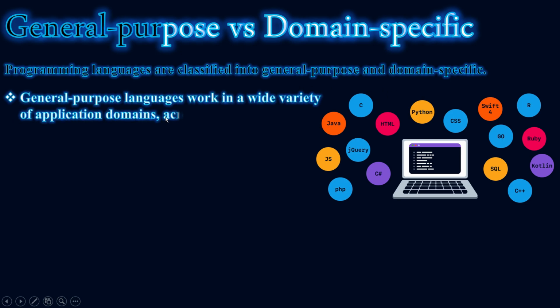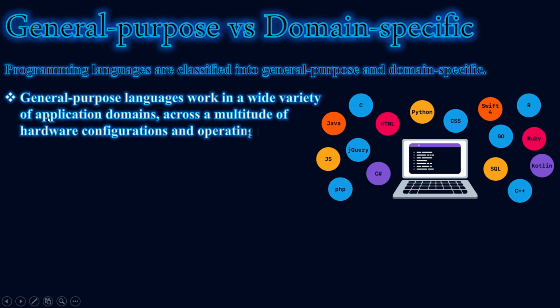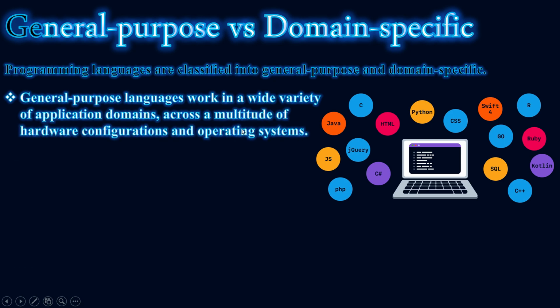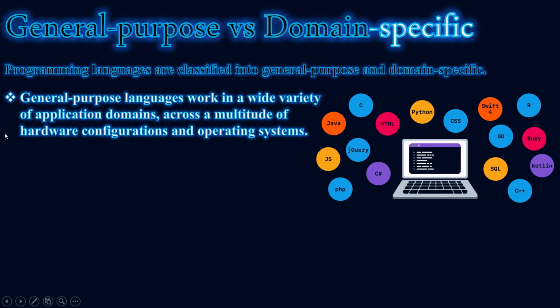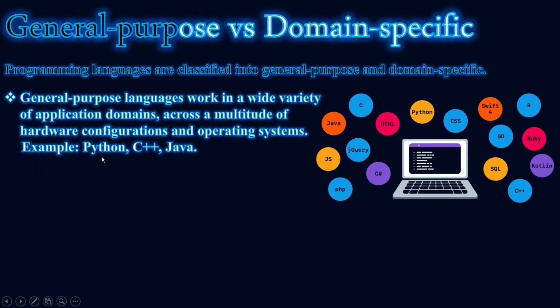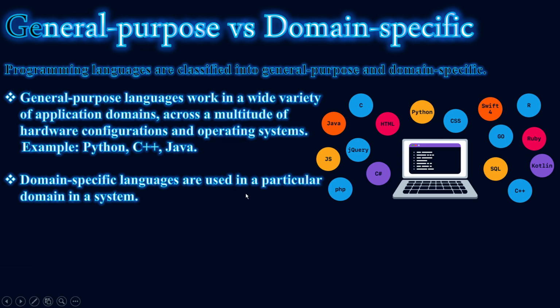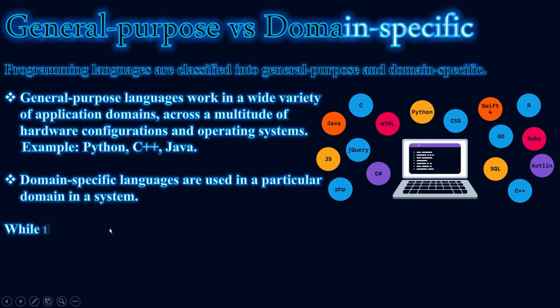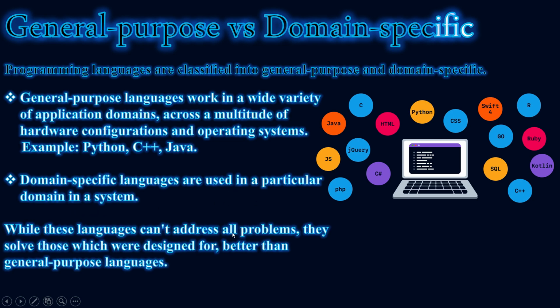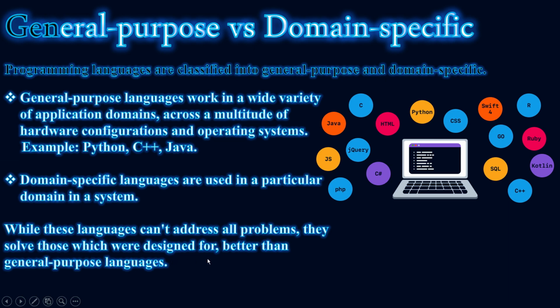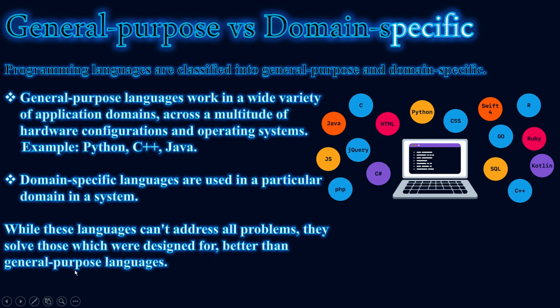General purpose languages work in a wide variety of application domains across a multitude of hardware configurations and operating systems. For example, Python, C++, Java, and other languages are general purpose languages. Domain specific languages are used in a particular domain in a system. While these languages can't address all problems, they solve those they were designed for better than general purpose languages.